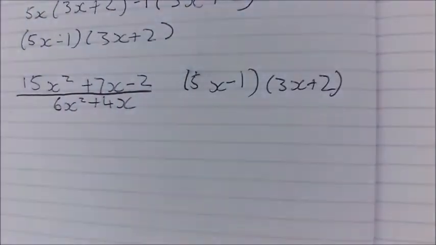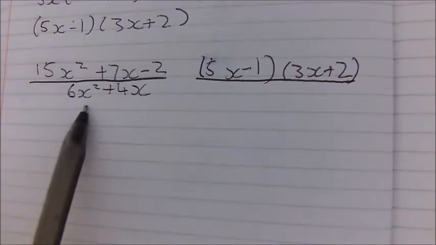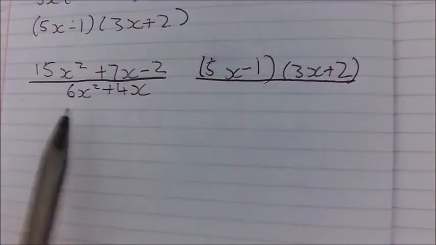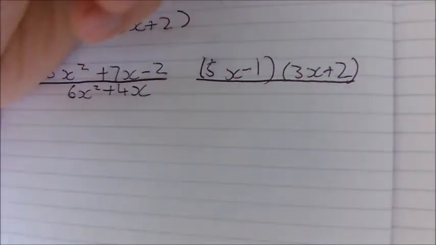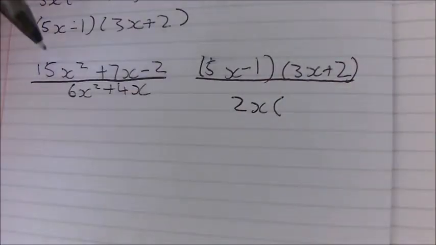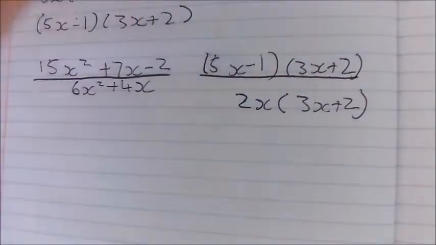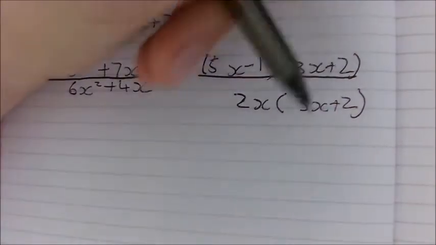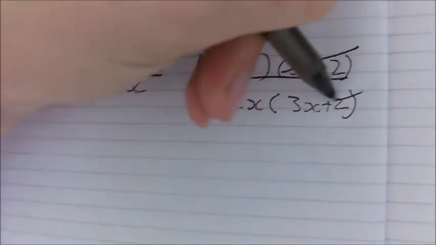But we still have the denominator, which hasn't been factorized yet. So if I factorize the denominator, 6x squared plus 4x, because that isn't in either of the brackets, I'm going to have to factorize it. I'll get 2x and then 3x plus 2 in the brackets. So now I can see that I've got a common factor in the numerator and the denominator, which is 3x plus 2. So they're going to cancel out.